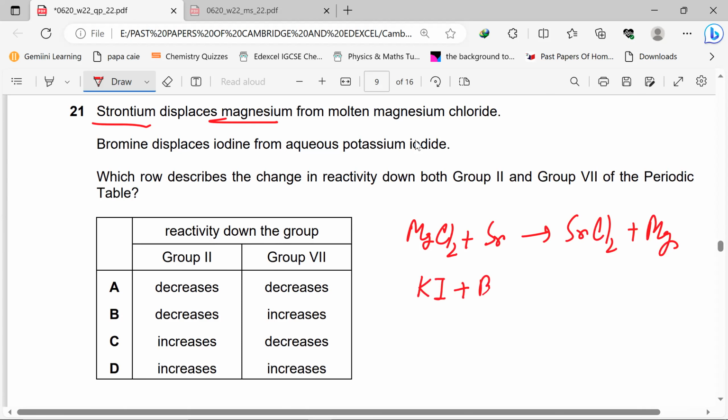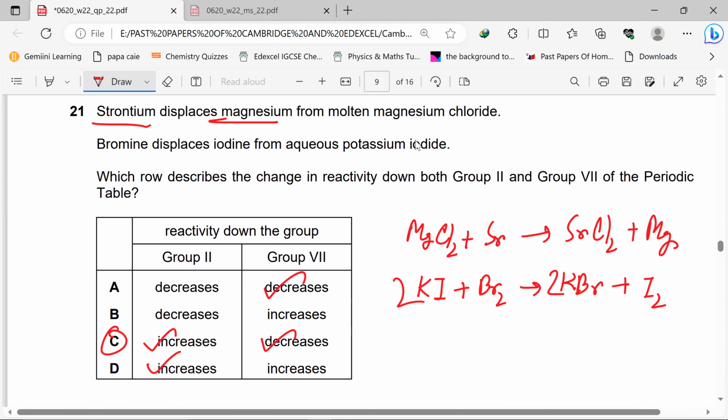If potassium iodide and bromine react together, since bromine is more reactive than iodine, it will form potassium bromide and iodine will be displaced. If you want, balance the equation. Which row describes the change in reactivity down group 2 and group 7 of the periodic table? Group 2 reactivity increases down the group, as strontium is lower in the group than magnesium. And group 7, as we go down the group, reactivity decreases. So this is correct and this is correct. So C is the only correct answer.